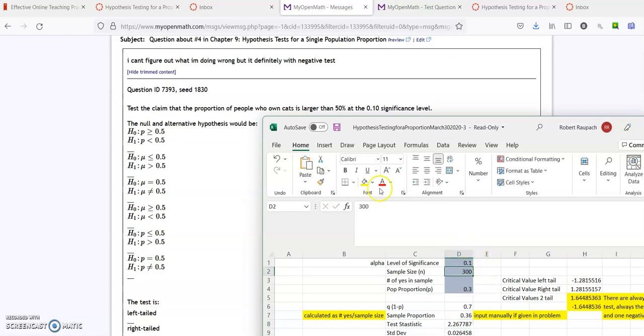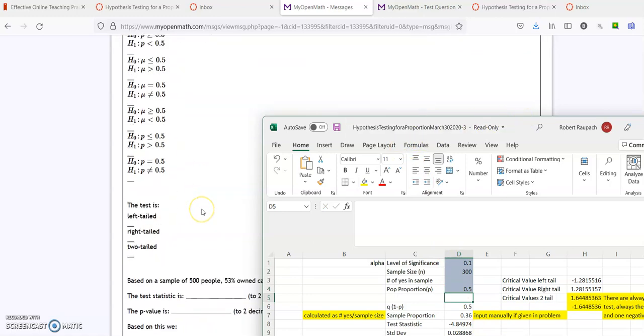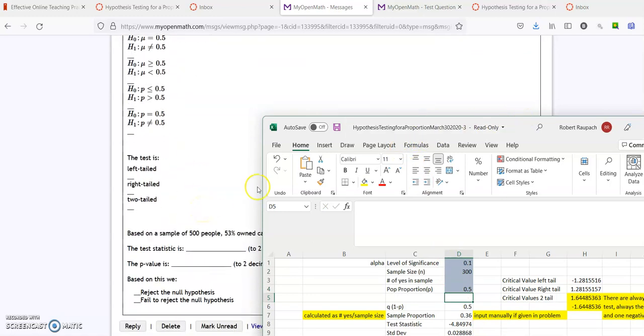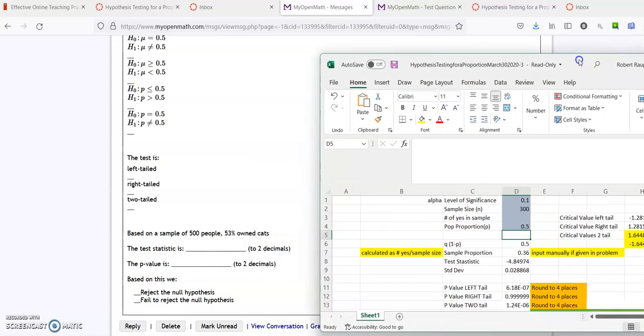Sample size, it's larger. Population proportion is 50% or 0.5. They think it's larger, so it's a right tail test. So when you scroll down, your sample proportion goes here, 0.53, and your sample size is 500.